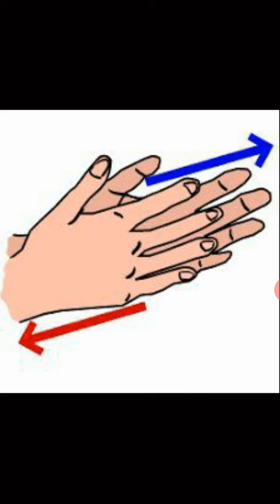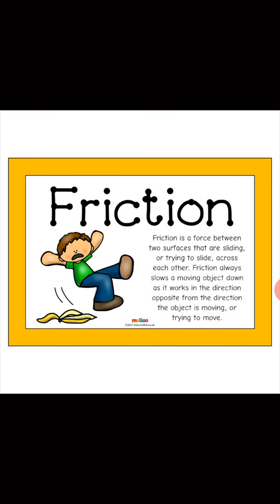Now, why does this happen? And what is this called? Let us see. So we come to the definition of what is friction. Friction is a force between two surfaces that are sliding or trying to slide across each other.